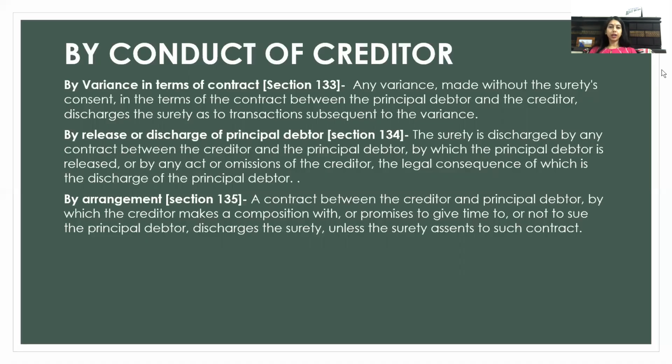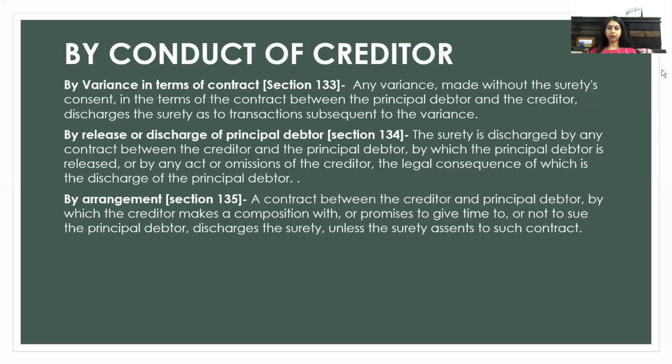Next is section 134, by release or discharge of principal debtor. The surety is discharged by any contract between the creditor and the principal debtor by which the principal debtor is released, or by any act or omission of the creditor, the legal consequences of which is the discharge of the principal debtor. Now over here we have two situations under which the surety can be deemed to have been discharged.